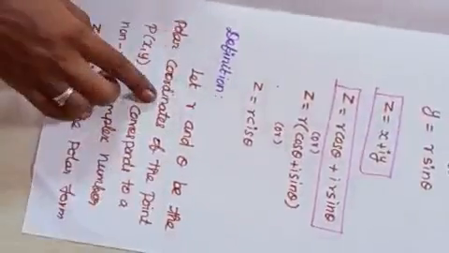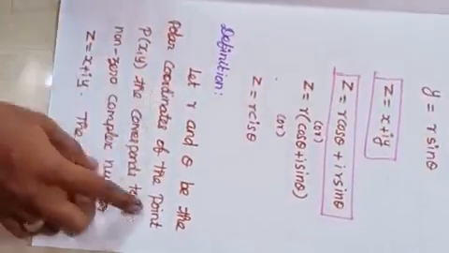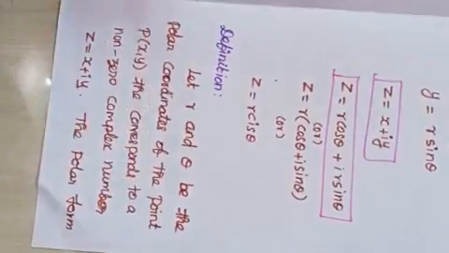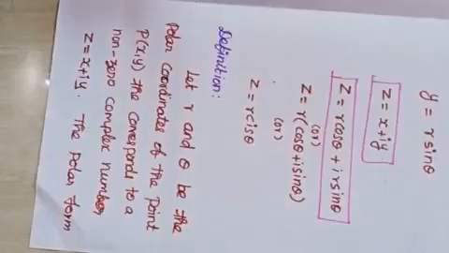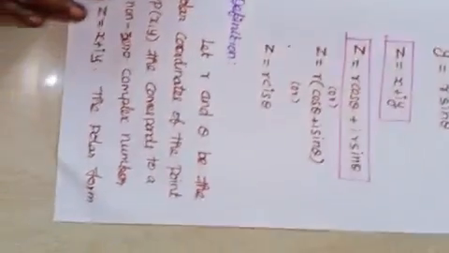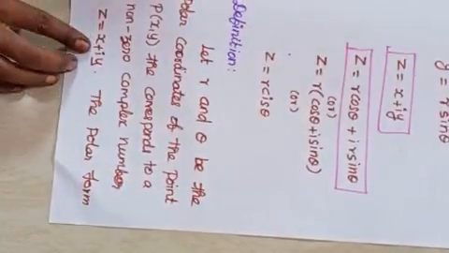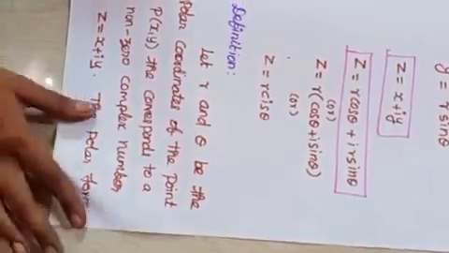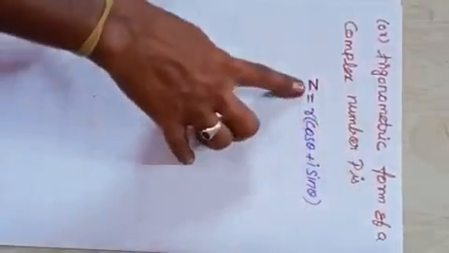Now, see the definition. R and theta be the polar coordinates. Already we know that. Am I right? Take it as P of x comma y. It is a non-zero complex number. Yes. See the diagram. P of x comma y. Z is equal to, we know, x plus iy. The polar form or trigonometric form, we can write as z equal to r into cos theta plus i sin theta.